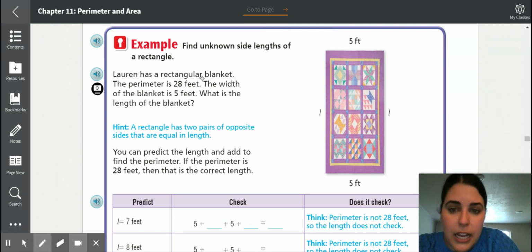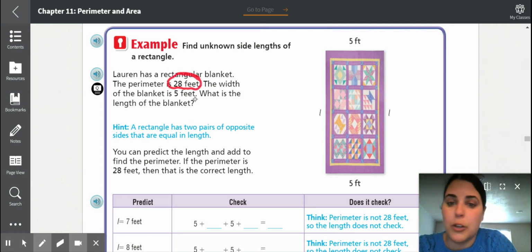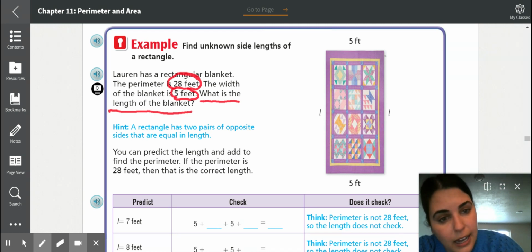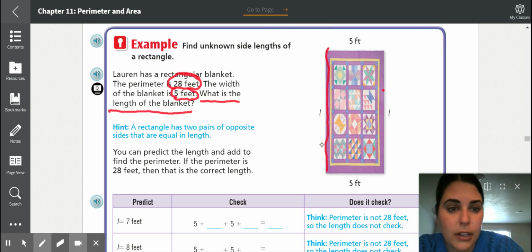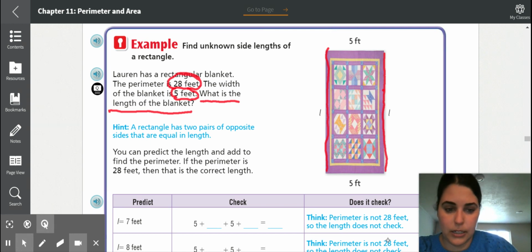Okay, now let's read the problem. Lauren has a rectangular blanket. The perimeter is 28 feet. So that's going to be the total perimeter. The width of the blanket is 5 feet. What is the length of the blanket? So when we're talking about length, we're talking about how long is it? How long is this side? So we want to find this side. Okay, that's what we're looking for. All right.